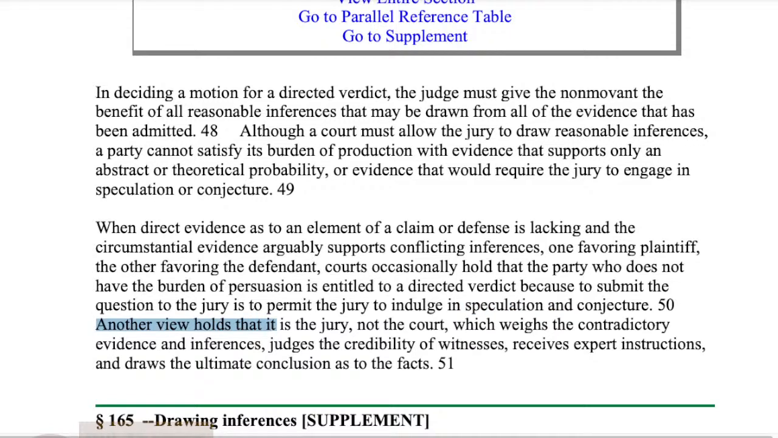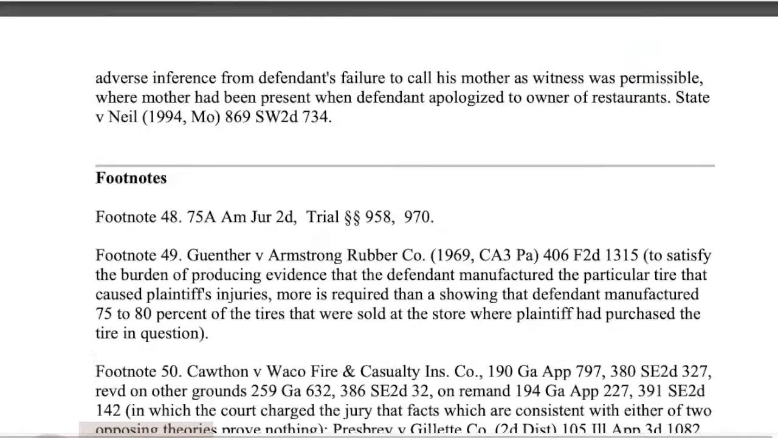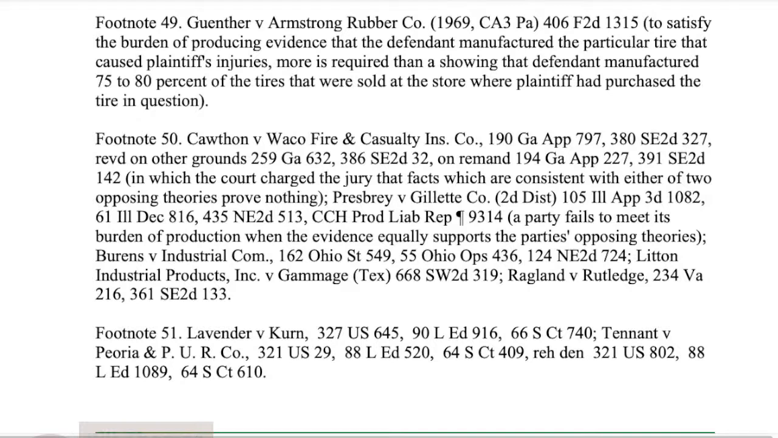Another view holds that it is the jury, not the court, which weighs the contradictory evidence and inferences, judges the credibility of witnesses, receives expert instructions, and draws the ultimate conclusion as to the facts. Wow. See, that's footnotes 50 and 51. A party fails to meet its burden of production when the evidence equally supports the party's opposing theories.